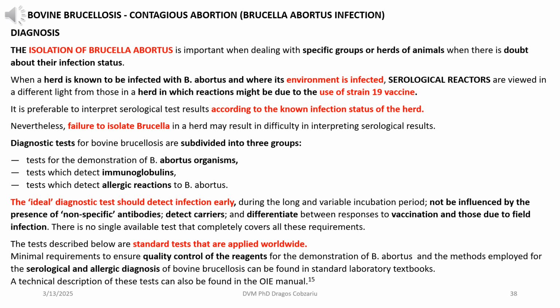The ideal diagnostic test should detect infection early, during the long and variable incubation period, not be influenced by the presence of nonspecific antibodies, detect carriers, and differentiate between responses to vaccination and those due to field infection. There is no single available test that completely covers all these requirements. The tests described below are standard tests that are applied worldwide. Minimal requirements to ensure quality control of the reagents for the demonstration of B. abortus and the methods employed for the serological and allergic diagnosis of bovine brucellosis can be found in standard laboratory textbooks.